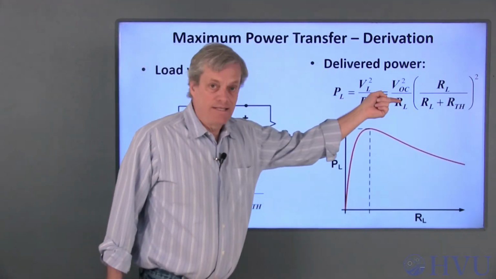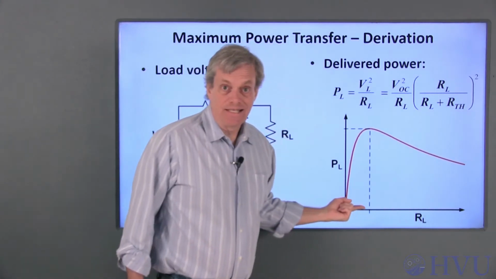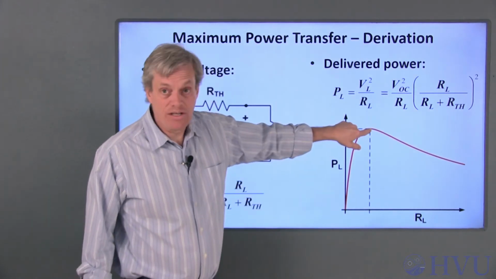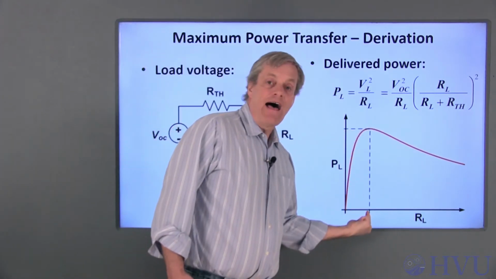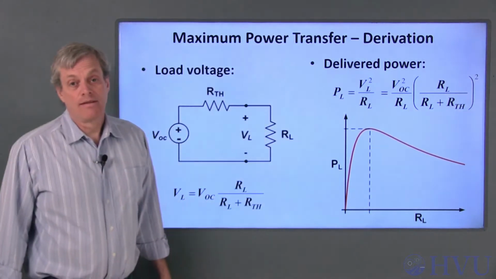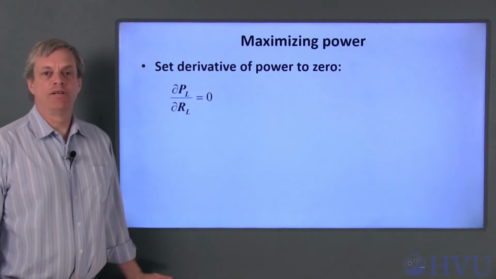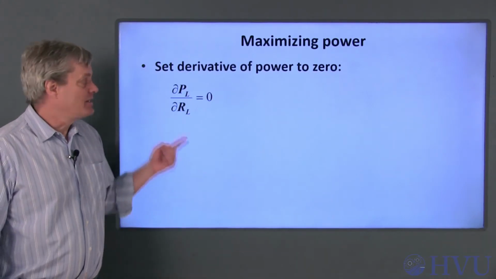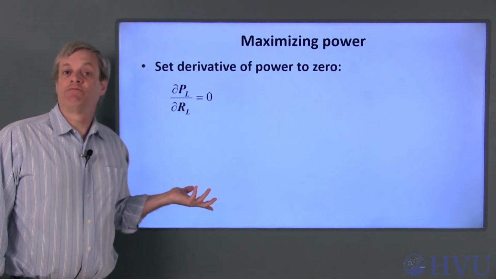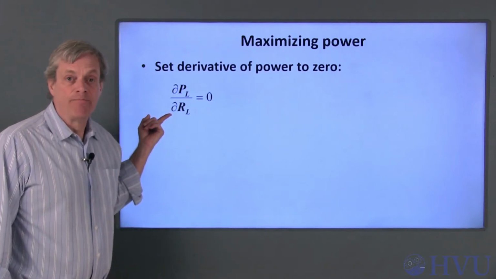To visualize this equation, if I plot power as a function of resistance, I get this red curve. The maximum power transferred is here, and we want to find the value of the load resistance that dissipates this power. To maximize a function, we set the derivative of the function equal to 0. Since the power is a function of multiple variables and we want to maximize it relative to RL, we take a partial derivative with respect to RL.